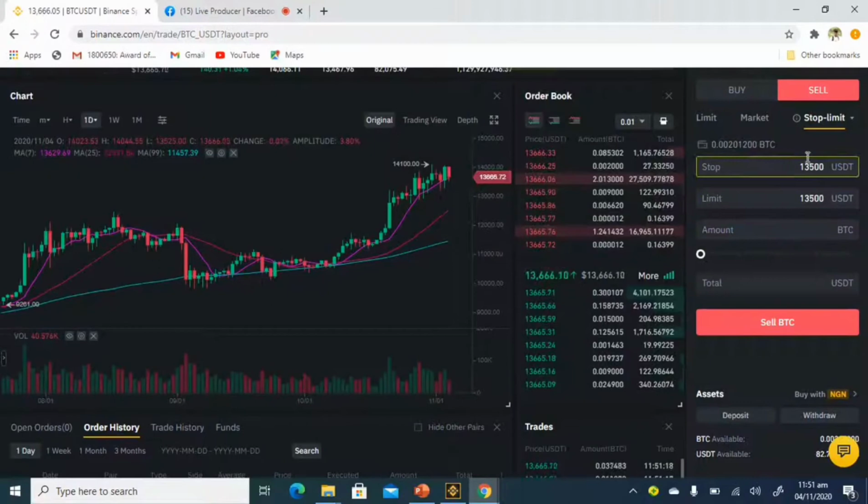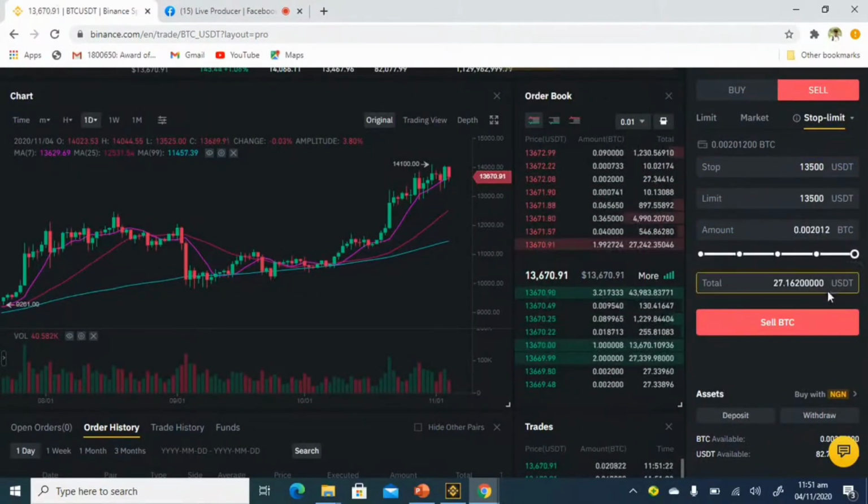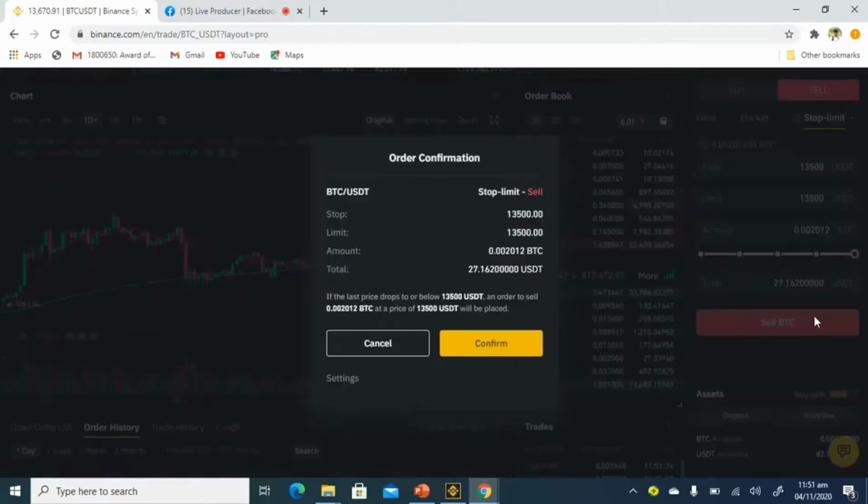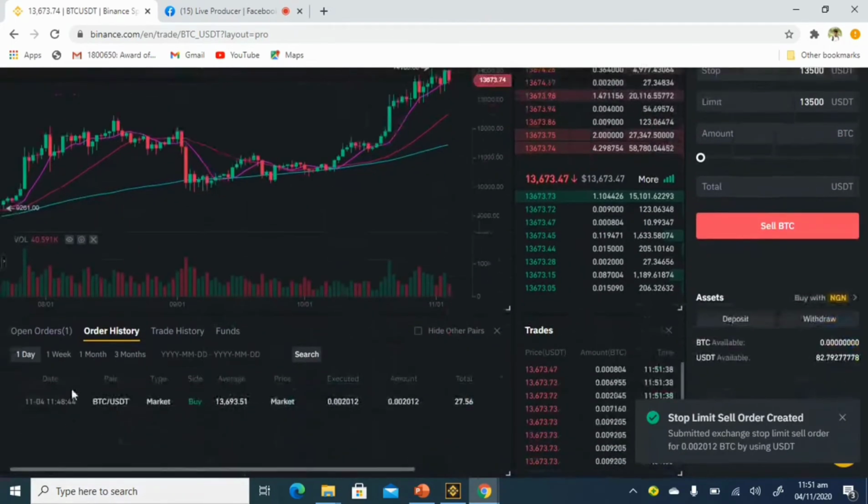How much Bitcoin do I want to sell when the price reaches this point? I want to sell everything, and then I click sell. So this is what it tells me. Look at it. It says if the last price drops to or below 13,500 USD, an order to sell the amount of BTC at the set price will be placed. So I click confirm. Good.